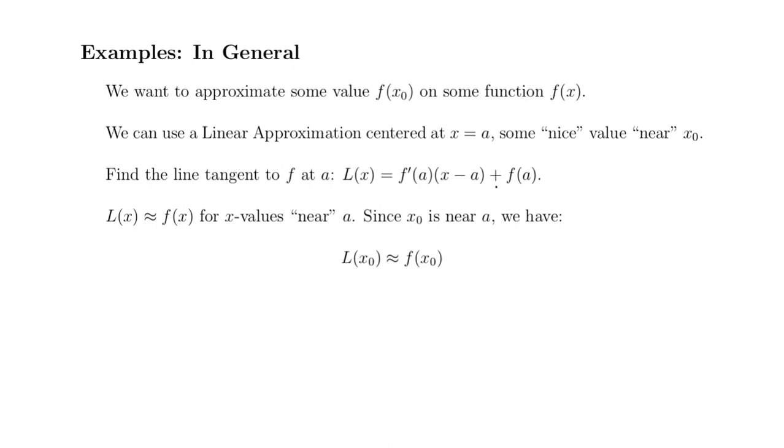This is what we're going to do in general. We're going to be given some value that we want to approximate. It's going to be some function output. I'll call it f of x sub 0, or x naught, sometimes we call that.